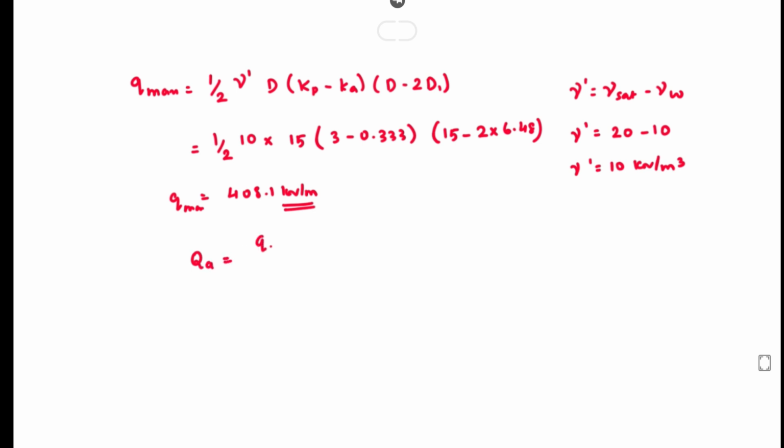Next thing is we can find out the QA, that is the allowable transverse load. So Q max into length divided by factor of safety. Q max is 408.1, into length 6, divided by factor of safety 2. Solving this we got the value of 1224.2 kilonewton. So this is the final answer.